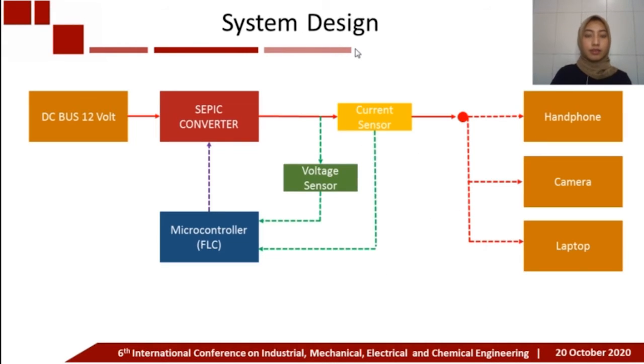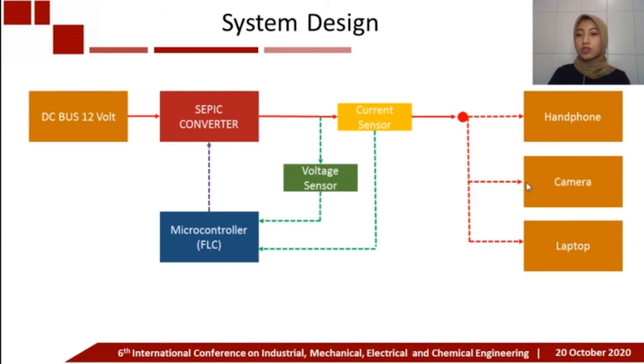Next, this is the system design. We use the DC bus 12 volt for source. The DC bus 12 volt will pass through to the SEPIC converter. SEPIC converter is a DC-DC converter that can increase or decrease the voltage by adjusting the duty cycle. Then, after the SEPIC converter, there are two sensors. The first one is voltage sensor and the second is current sensor. The sensors are used to monitor the voltage value and the current value. And also, the sensors are used as a reference to determine the set point.